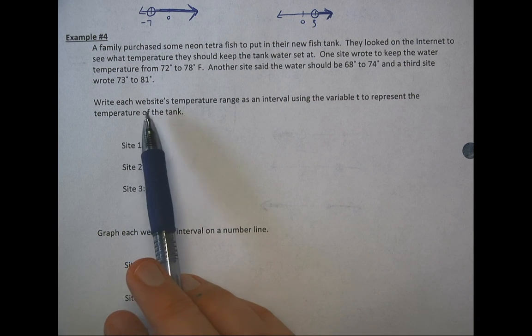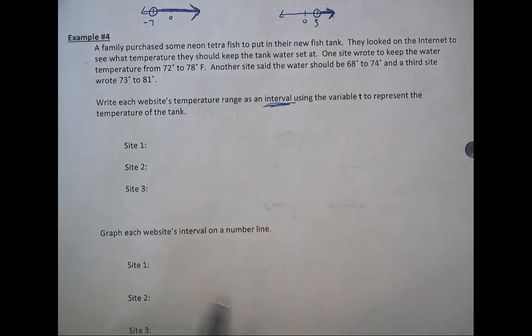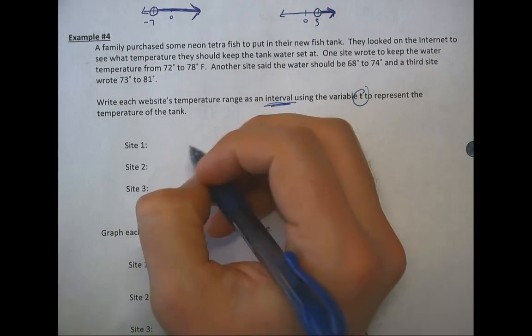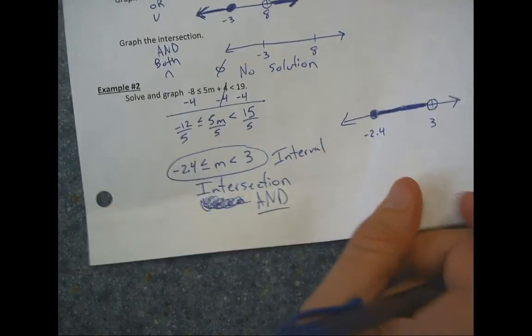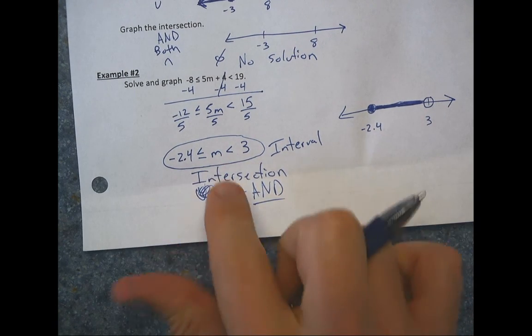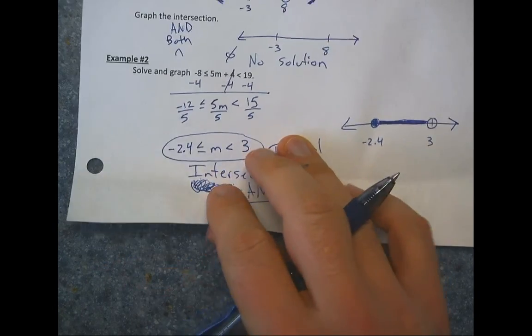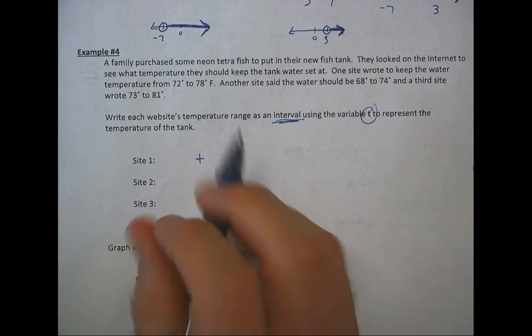So first of all, let's write each website's temperature range as an interval using T to represent the temperature of the tank. So remember, the intervals look like this. You're going to have your variable in the middle, and it's going to say basically it goes from here to here. So T is going to go in the middle.